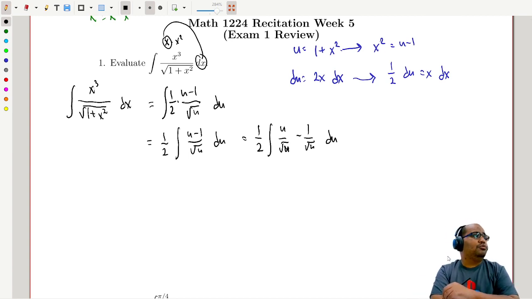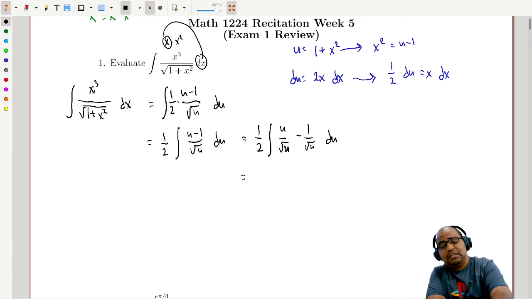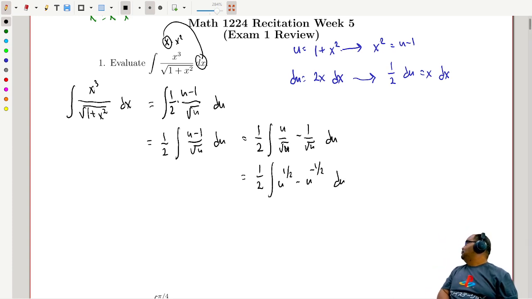U over the square root of u, well, square root of u is u to the 1/2, okay? And then how do we divide with exponents? We subtract the powers. So this gives us 1/2 times the integral of u to the 1/2, we'll just write it like that for the moment, then minus u to the minus 1/2 du. All right, we're looking good so far. Okay, now what do we do?